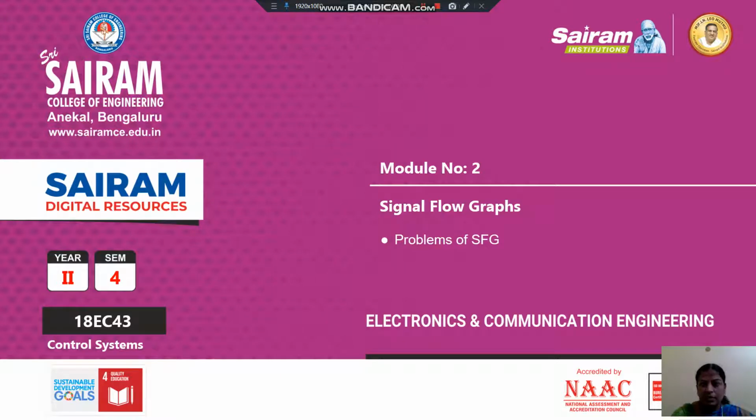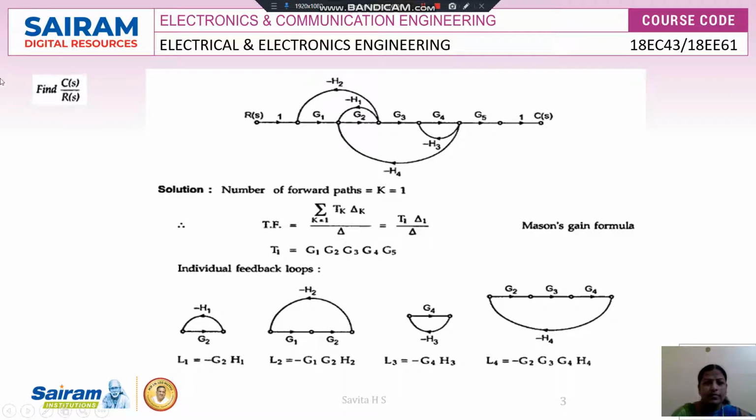Dear students, we'll continue the signal flow graph problems. So here we need to find C(s)/R(s). This is the signal flow graph given. In this problem we'll see how many forward paths there are.